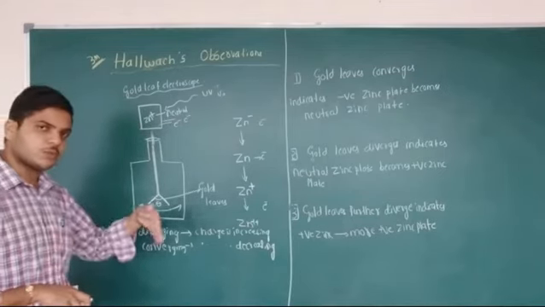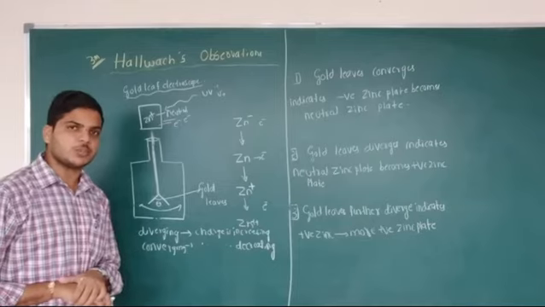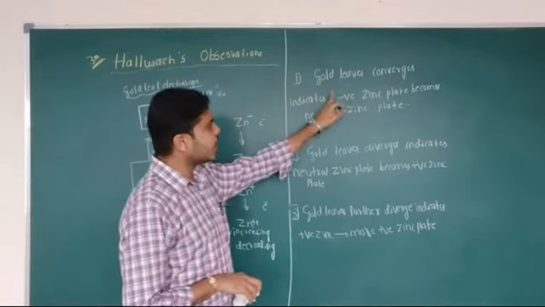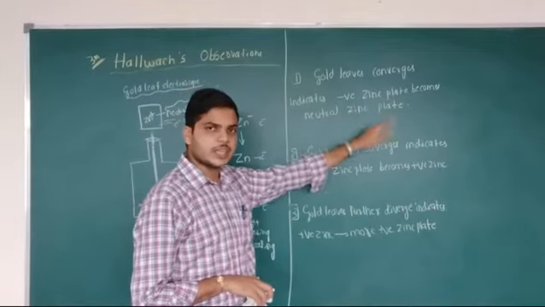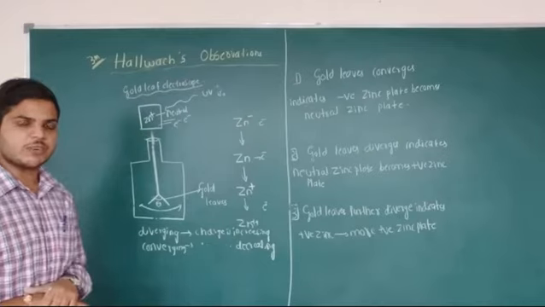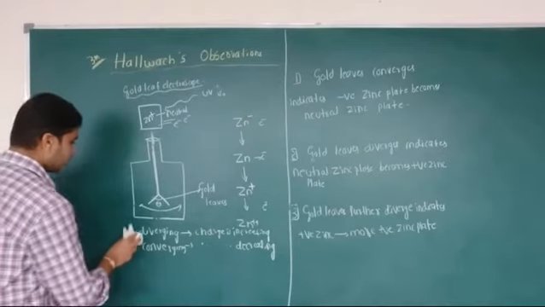Neutral becomes positive now. How does the neutral become positive? By emitting electrons. In the first case, negative became neutral by emitting electrons. In both cases, electrons are emitted from the zinc. Now the third case.